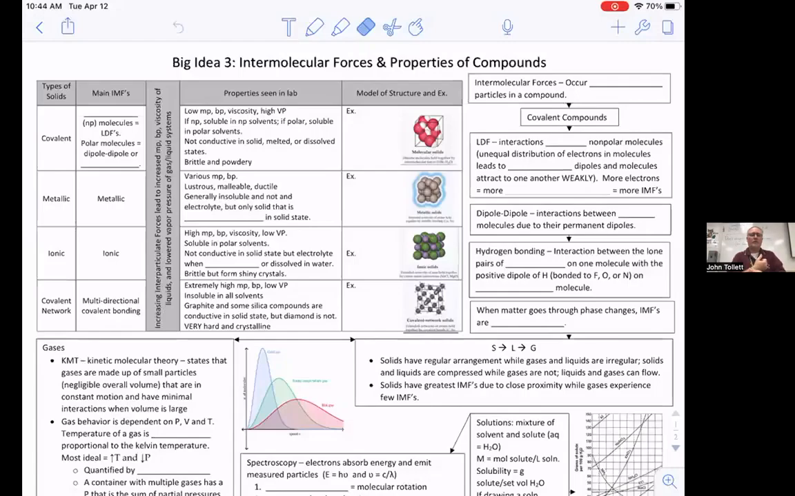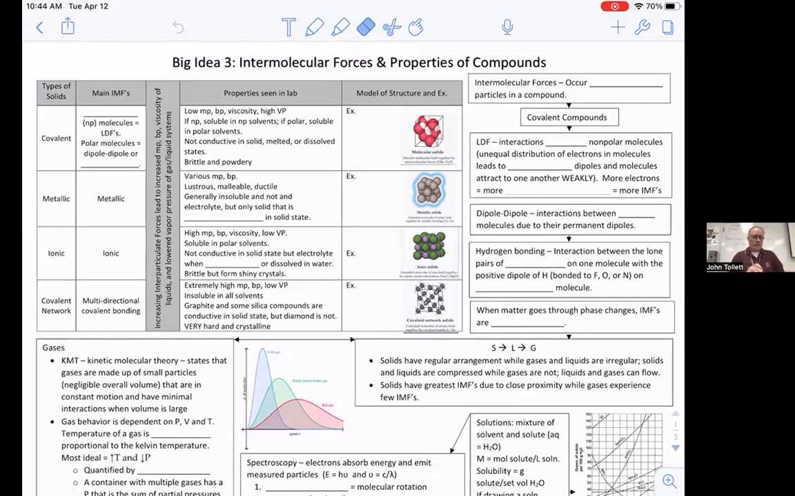Okay, welcome guys to our third video on the 9 big ideas for college chemistry in our review sessions. So this is big idea 3. It mostly encompasses intermolecular forces and properties of compounds. We'll talk about a lot of different things. We'll get into kinetic molecular theory and a small amount of spectroscopy, just some simple definitions really. But let's go ahead and get started.